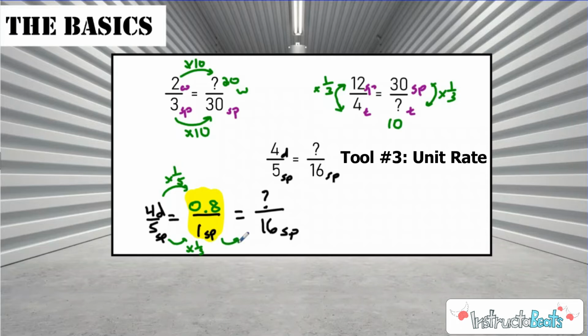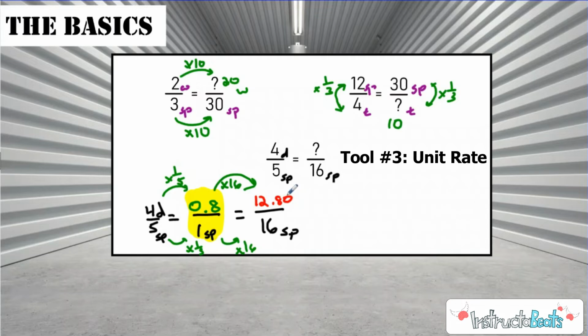Because now all we're doing is multiplying that by 16, which means I need to multiply this by 16 to keep the same multiplicative relationship and make sure it's an equivalent ratio. And 8/10 times 16 is going to be $12.80.